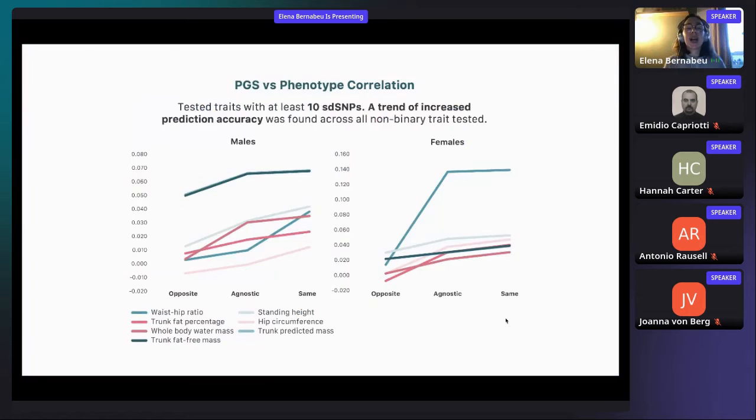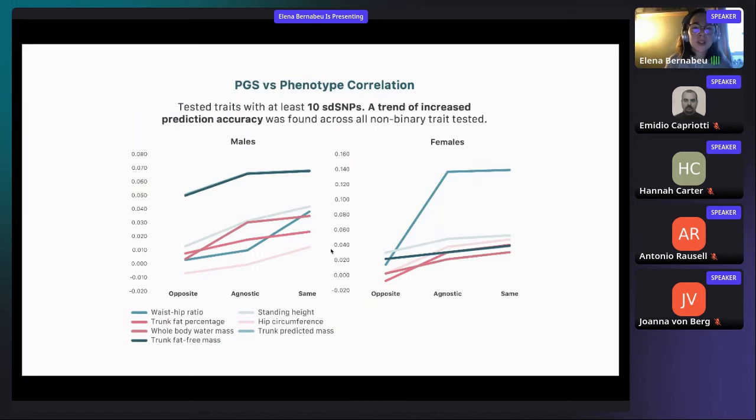So to assess whether we could get an improved prediction, we assessed the prediction accuracy by obtaining a correlation of the estimate, or the prediction, with the real phenotype value. We only tested traits that had at least 10 SD-SNPs because these polygenic scores were only estimated using SD-SNPs, not all GWAS hits. This is why we have correlations here, represented on the y-axis, that are very low, because you can't really get a very accurate phenotype prediction based on a very low number of SNPs, especially if you have very polygenic traits.